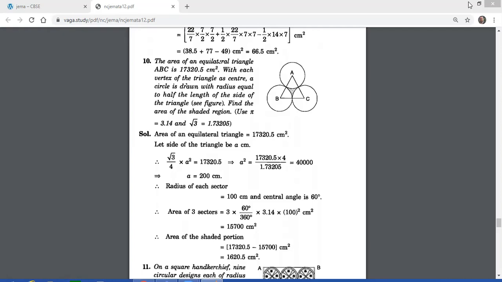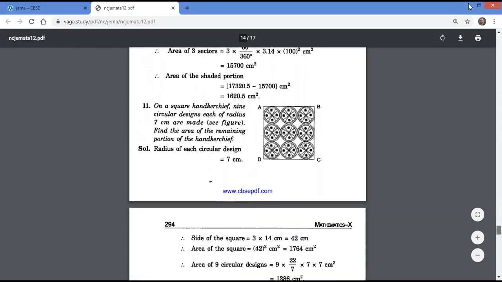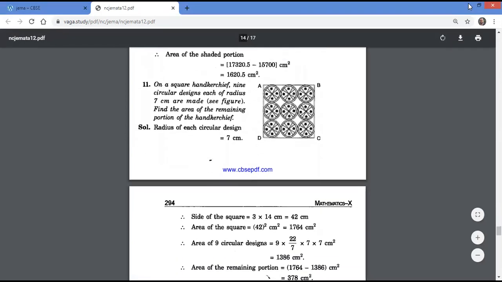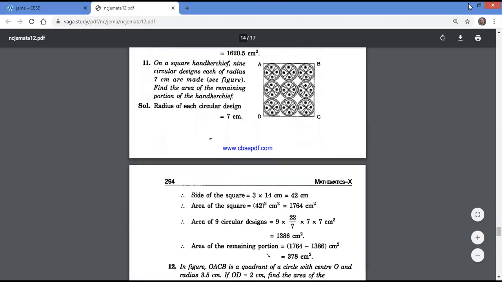Moving on to the next question. We have question number 11. There is a square handkerchief and on it 9 circular designs are made. We have to find out what is the remaining area. Okay, so 9 circles we have to subtract from the square.